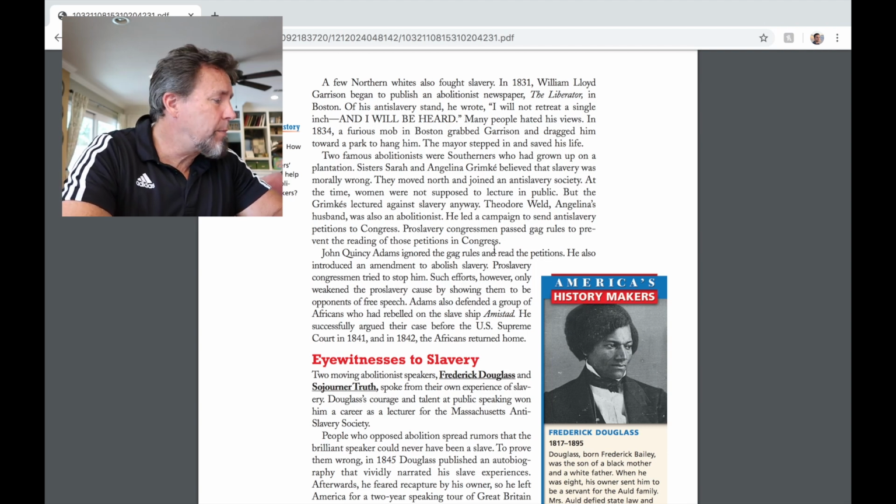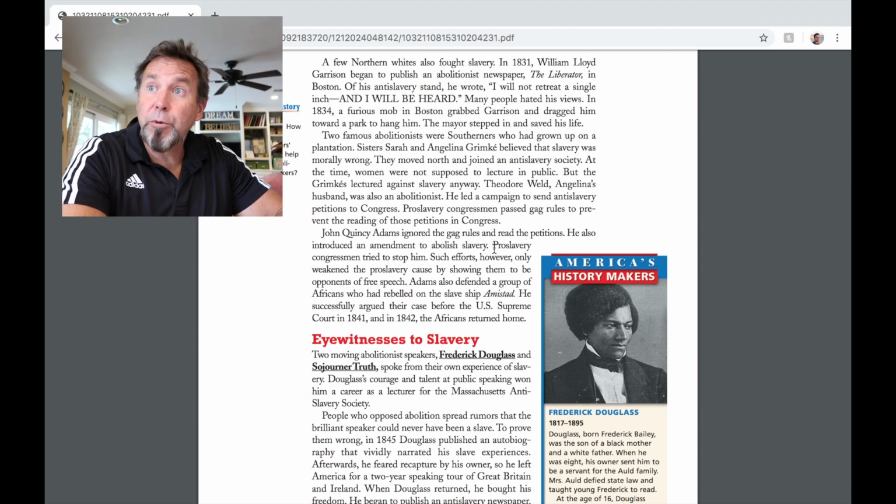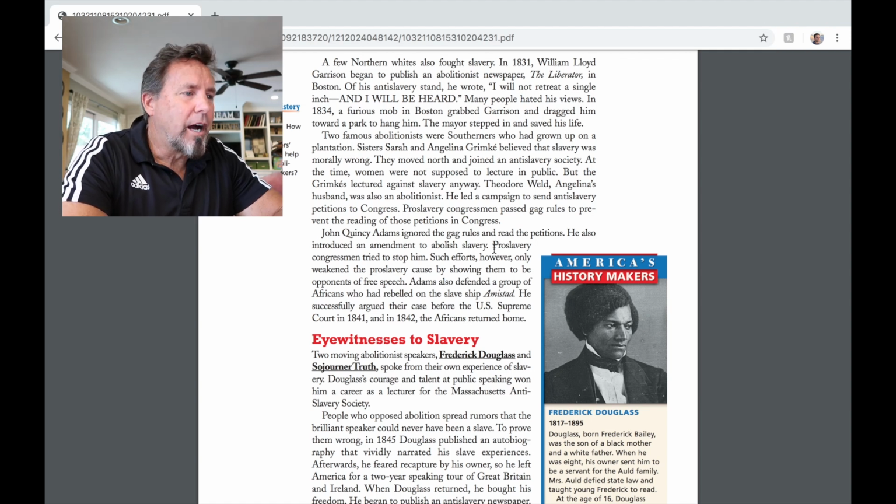At the top of the next page, 441, it talks about William Lloyd Garrison, who gets a lot of fame for being an abolitionist newspaper writer, famous for his statement at the top of his newspaper that he always printed: I will not excuse, I will not retreat one single inch, and I will be heard.